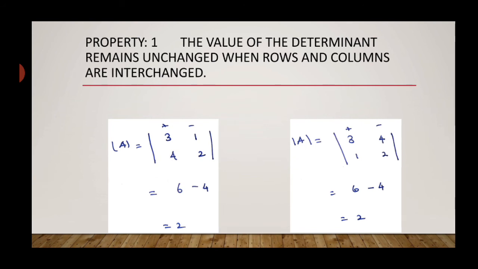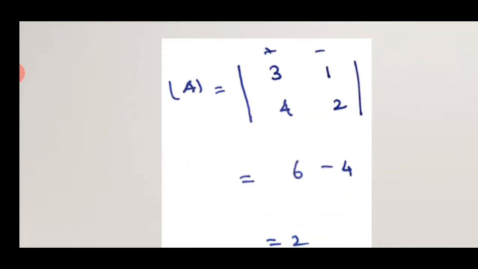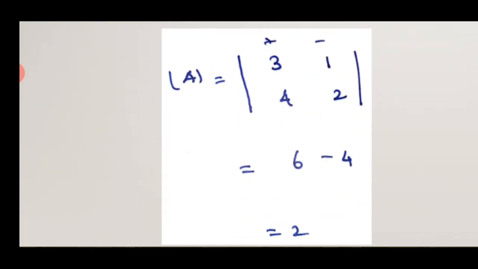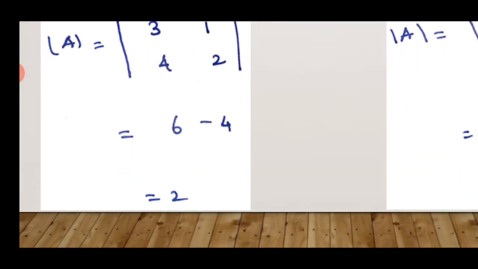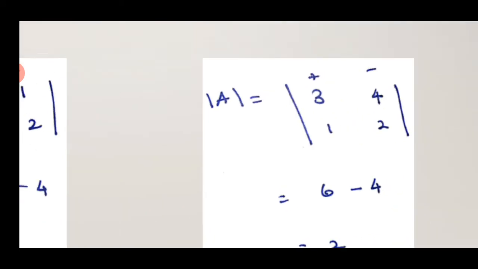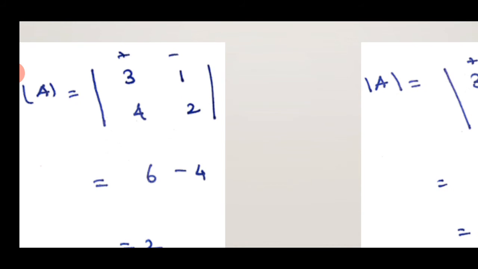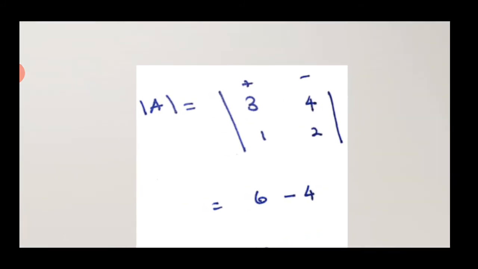Now what they say, when the rows and columns are interchanged, then there will be no change in the value. Okay, let's change the rows and columns. Actually, what is the first row here? 3 and 1. What is the second row entries? 4 2. If it is taken a transpose, then it will become like this. Am I right? 3 4, the first column will become the first row, and the second row will become the second column. Okay, that's all.